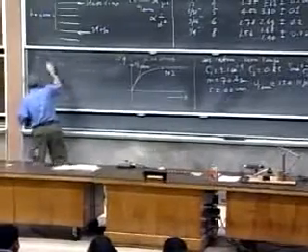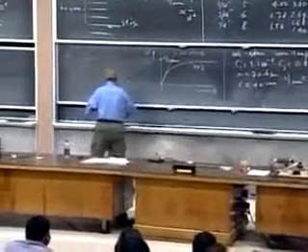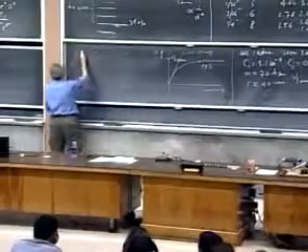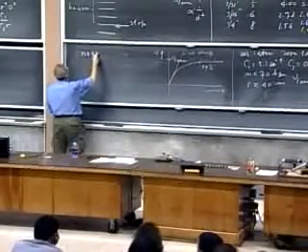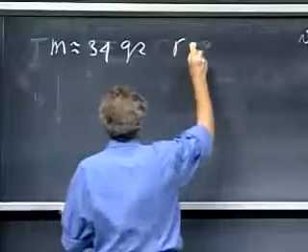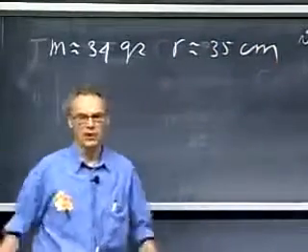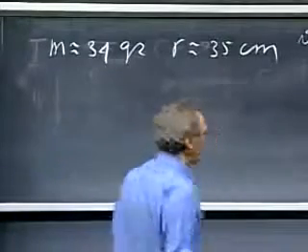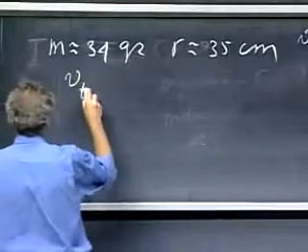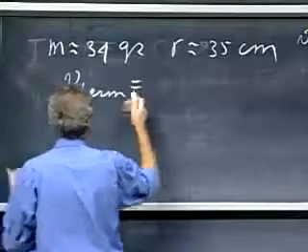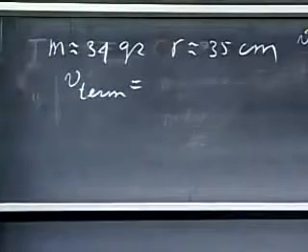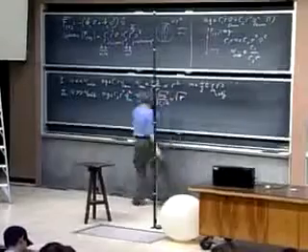So we know the mass and we know the radius. The mass is about 34 grams and the radius is about 35 centimeters. It's about 70 centimeters across. I can calculate what the terminal velocity is. A better name would be terminal speed. I know I'm definitely going to be in this regime.